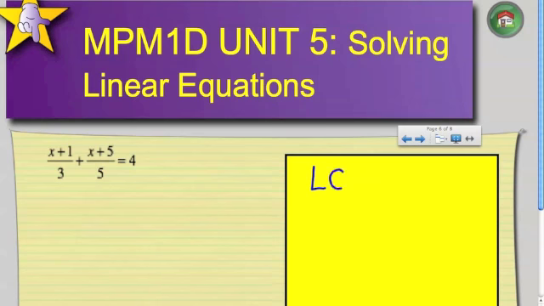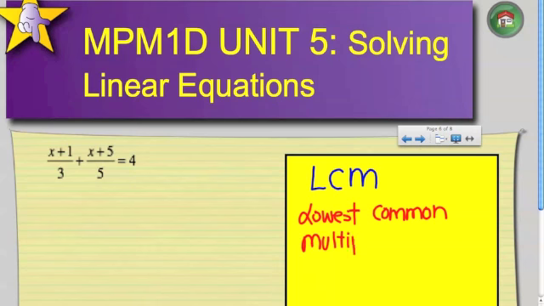What does this term stand for? Yep. Good. Lowest common multiple. Okay. So I'm asking you, what is the lowest common multiple? I'm just looking at my denominators now. What is the lowest common multiple of both of those denominators? Yep. Good. 15. Lowest common multiple.